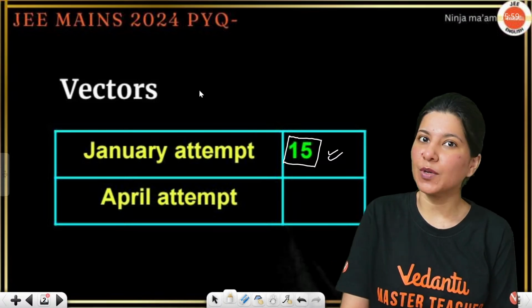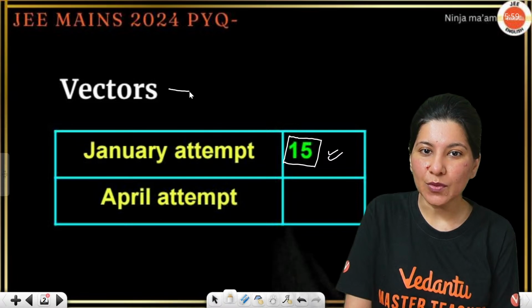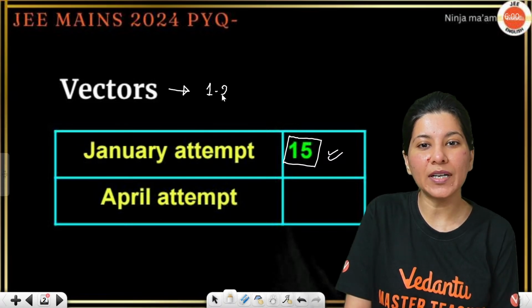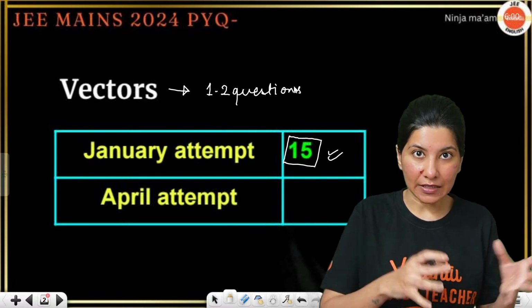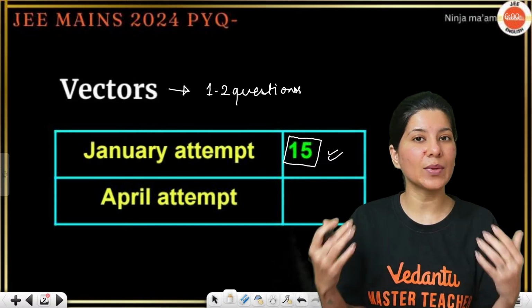Because you always ask about the weightage of any given chapter, let me tell you, from vectors you can expect 1 to 2 questions from this chapter. If I talk about vectors and 3D geometry combined, it is going to be among the highest weighted chapters.